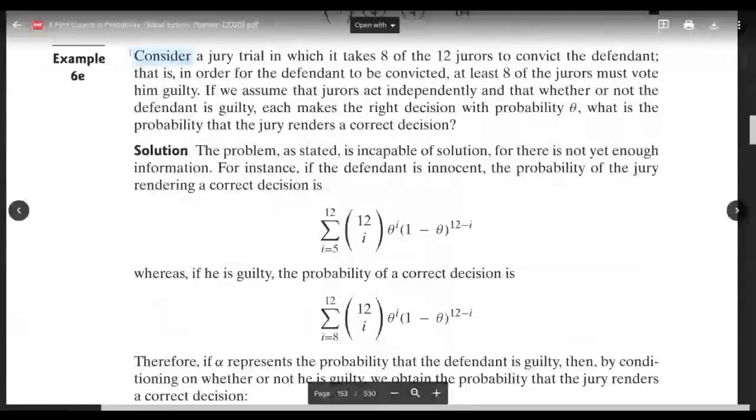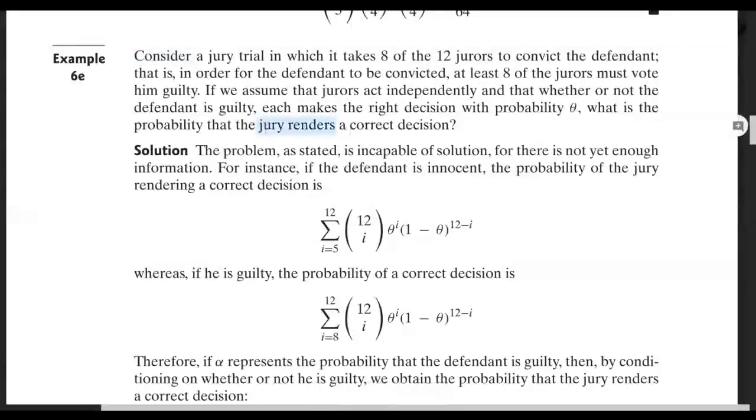Consider a jury trial in which it takes 8 of the 12 jurors to convict the defendant. That is, in order for the defendant to be convicted, at least 8 of the jurors must vote him guilty. If we assume that the jurors act independently and that whether or not the defendant is guilty, each makes the right decision with probability theta, what is the probability that the jury renders a correct decision?